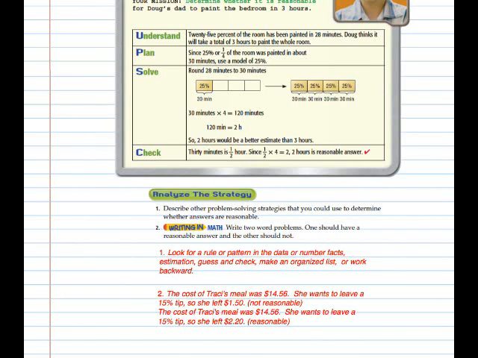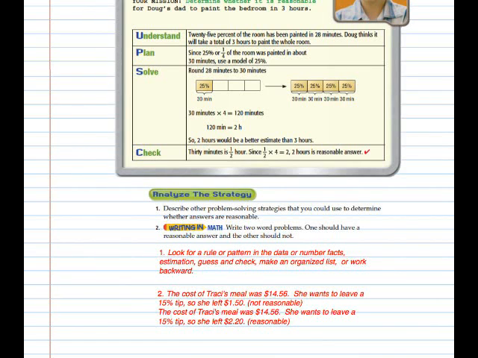My 2 problems are: the cost of Tracy's meal was $14.56. She wanted to leave a 15% tip, so she left $1.50. Well, if we round $14.56 to 15, 10% of that is $1.50, and half of that is 75 cents. So that's over $2. So $1.50 would not be a reasonable tip. It's not quite enough, not if the goal is 15%.